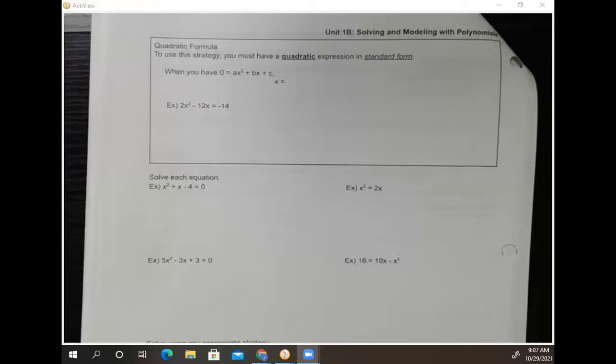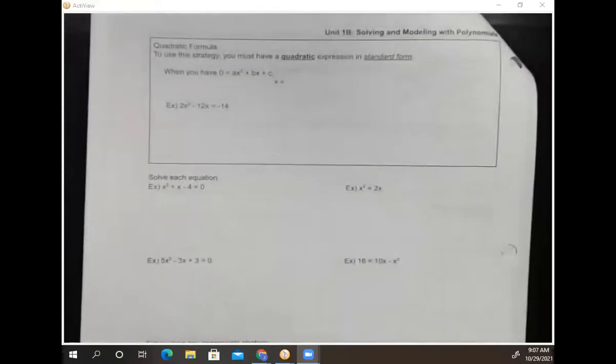Okay, so we're on page 18 today in our notes packet, and we're going to talk about the quadratic formula. This is another strategy that we have to solve quadratic equations. So we've seen factoring, we've seen square roots, we've seen completing the square, we used graphs and tables. Now we're going to take a look at one more option that we have called the quadratic formula.